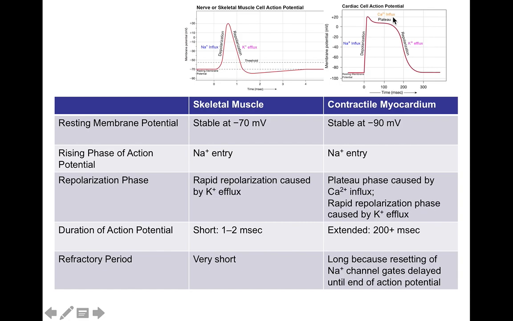Then the duration of the action potential is very short for the skeletal muscle, only 1 to 2 milliseconds, whereas it's very long for the cardiac myocardium. This long action potential allows for a very long refractory period, allowing the muscle to contract without any summation or tetanus. So this refractory period is very short in the skeletal muscle, and it's quite long in the contractile myocardium, and it's due to the resetting of the sodium channels being delayed until the end of the action potential.